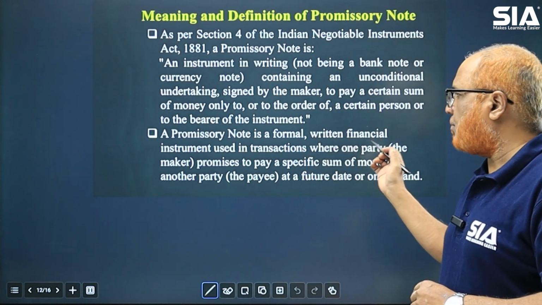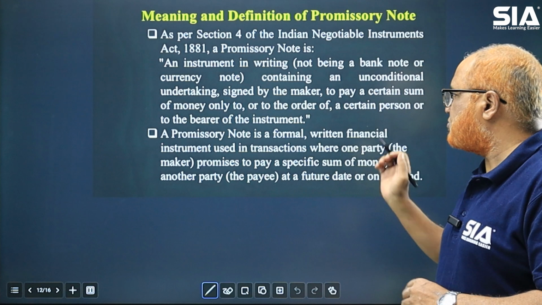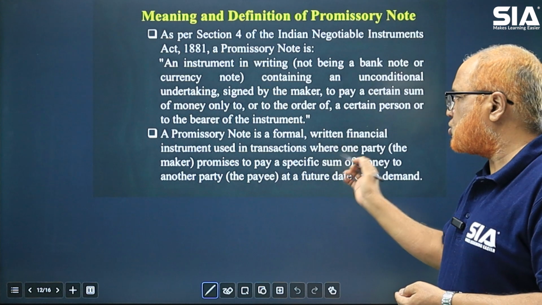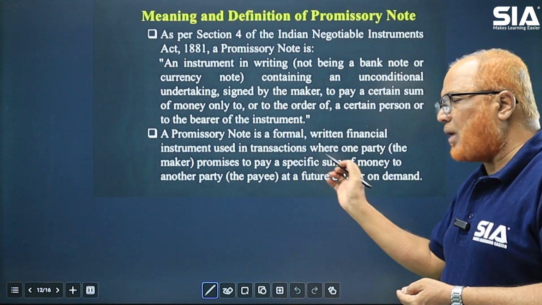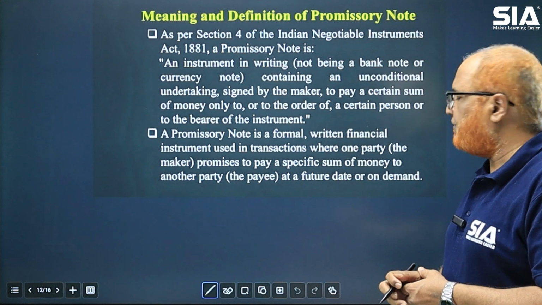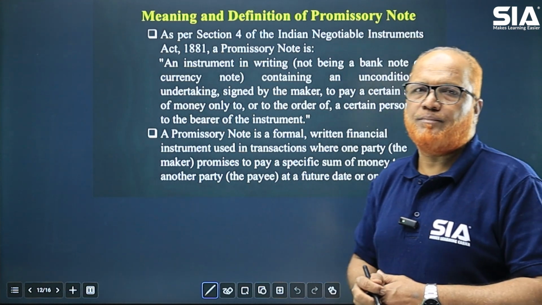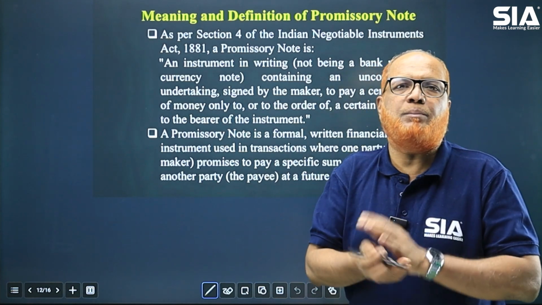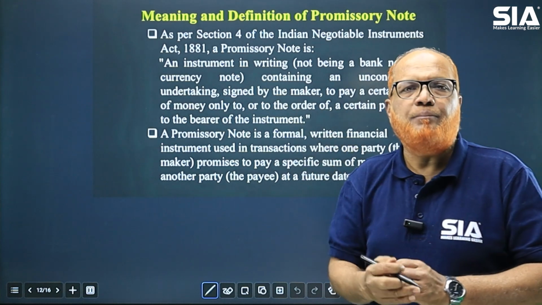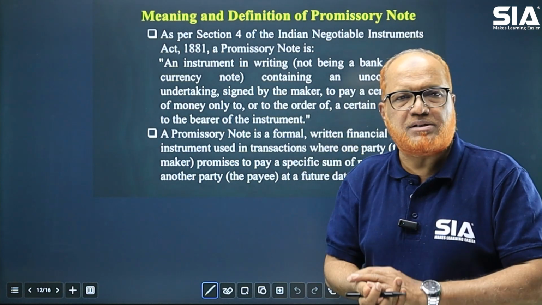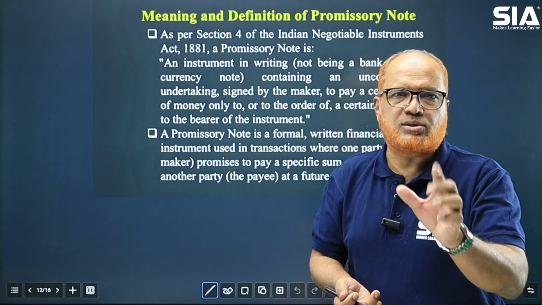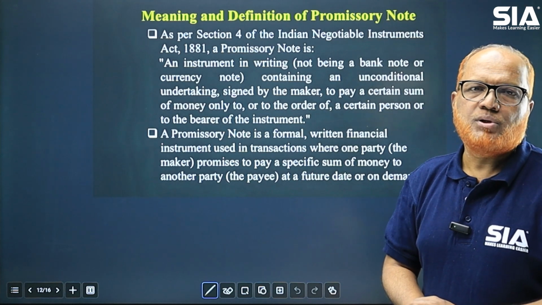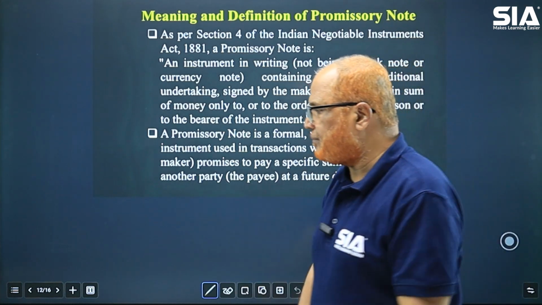So a promissory note is a formal written financial instrument used in transactions where one party, that is the maker, promises to pay a specified sum of money to another party, that means the payee, at a future date or on demand. That means it is the promise made by the maker that after a certain period of time, I will make the payment to so and so person, so and so amount on so and so date. So this is the meaning of the term promissory note. I have explained the definition and meaning.